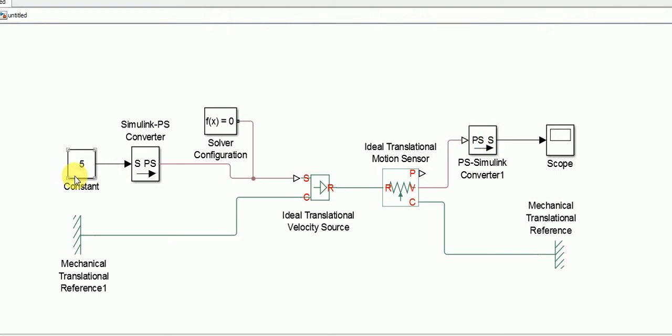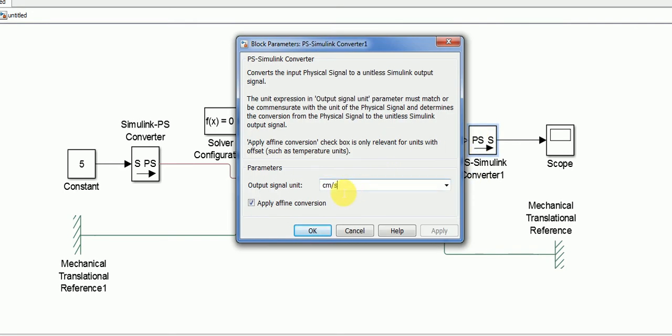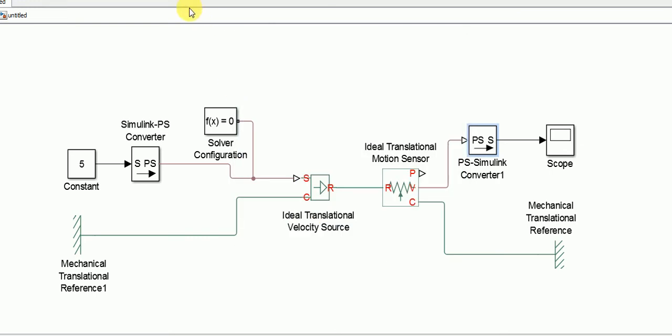Here as an input I am giving 5 centimeter per second. So my velocity source will give the same 5 centimeter per second, and my sensor will sense 5 centimeter per second. If I want it in meter per second, I can get that. Here, instead of centimeter per second, I need to put meter per second. Meter per second is my output unit. Okay, and now I will run this.